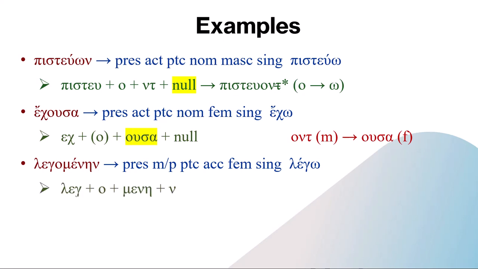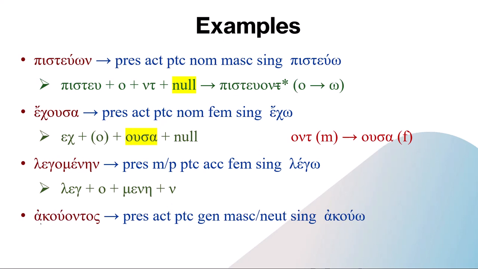So looking at all this, we have leg plus a plus mene plus nu. It's often easier just to think of the accusative feminine singular as ain, eta nu, but technically the participle morpheme is mene. So this is a present middle passive participle, accusative feminine singular with that nice ain ending.